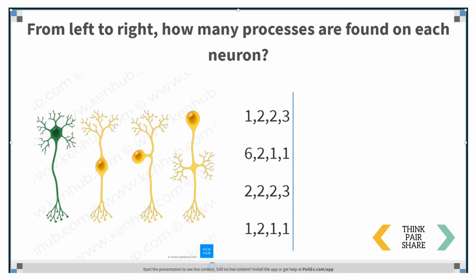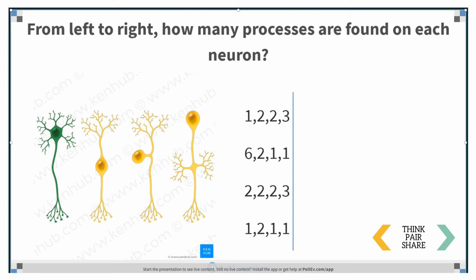Okay, let's practice this concept of counting these processes. So from left to right, how many processes are found on each neuron? Okay, so you can do this individually or work with the person sitting near you, and I'll give you a bit of time, but going from left to right, how many processes? Okay, well, let's take a look.